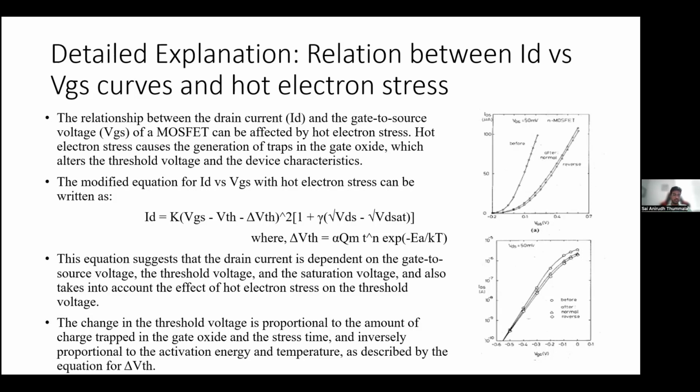And as we saw previously, the threshold voltage is proportional to the charge trapped in the gate oxide, and it is inversely proportional to the temperature. And from the graphs on the side, we can also see the change in the relationship between the ID and VGS curves before and after the hot electron effect.